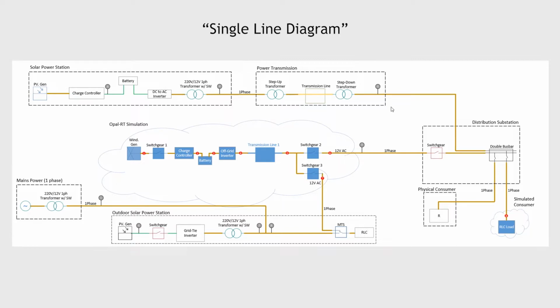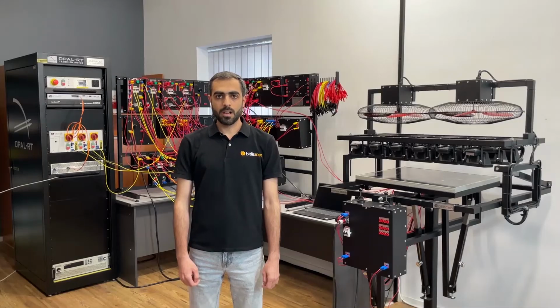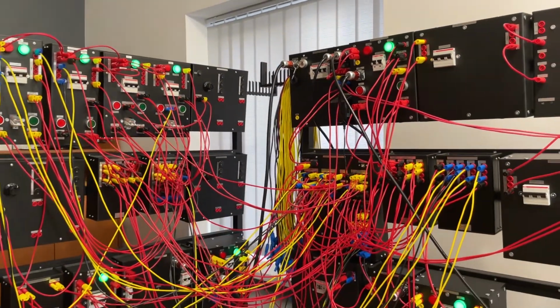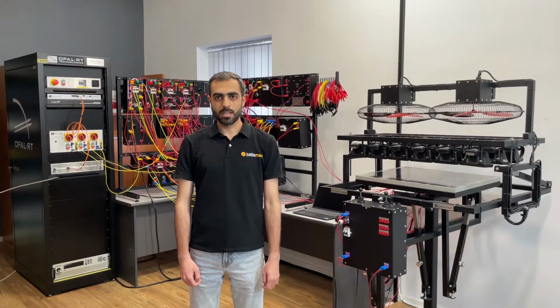In this setup, all the items inside dotted rectangles are physical components, and the ones inside the cloud are digitally simulated. I have already implemented all the physical connections, so let's run the system. Now that the system is running, let's see what we have inside the SCADA software.